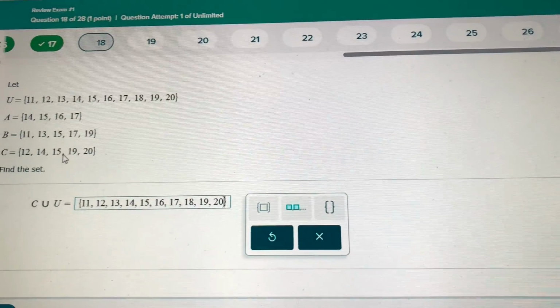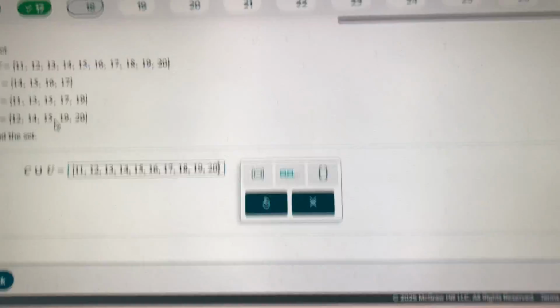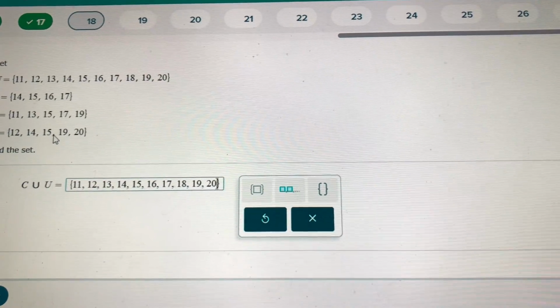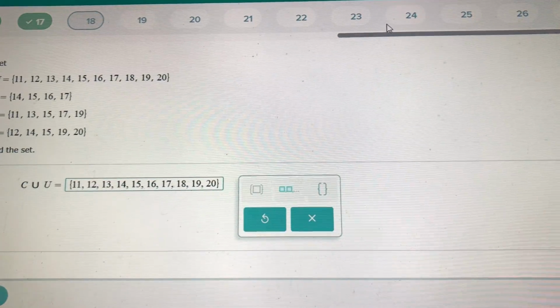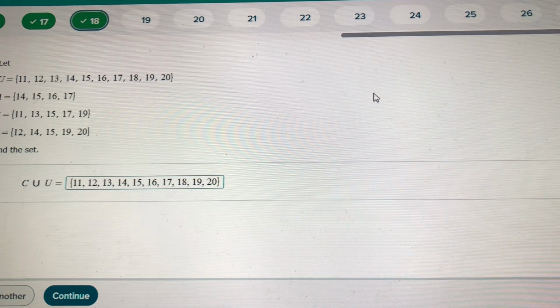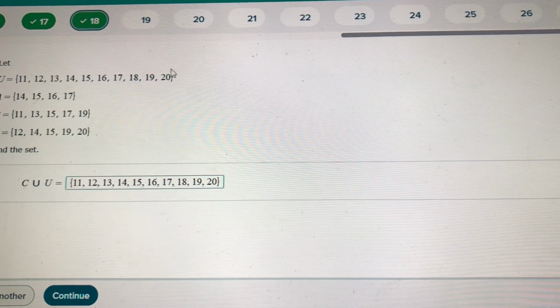But this is just a special case. Usually the smaller one will get you some more stuff in your union answer, but not this time. C union the universal set is literally the same thing as the universal set.